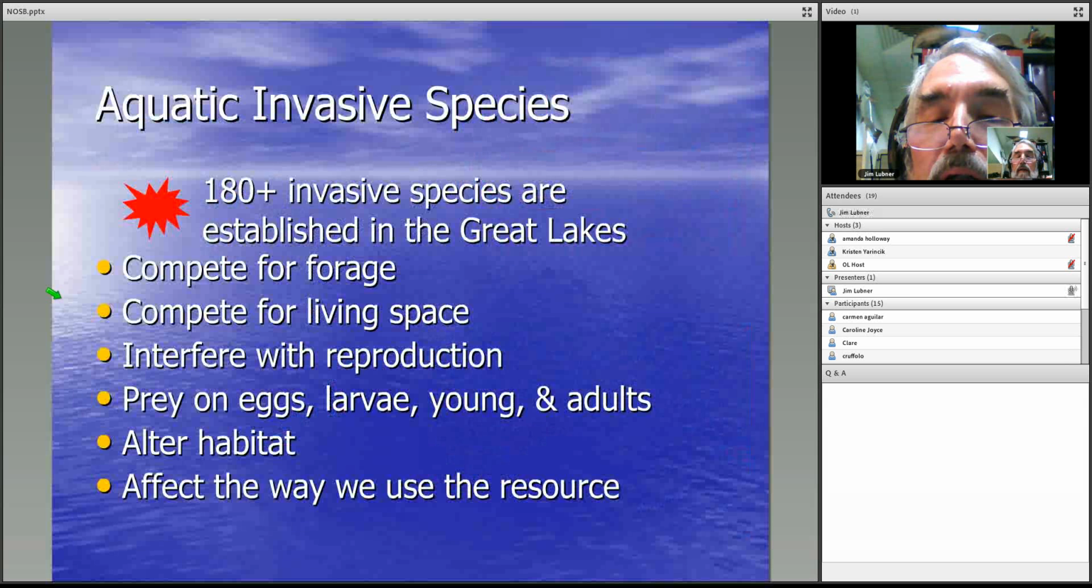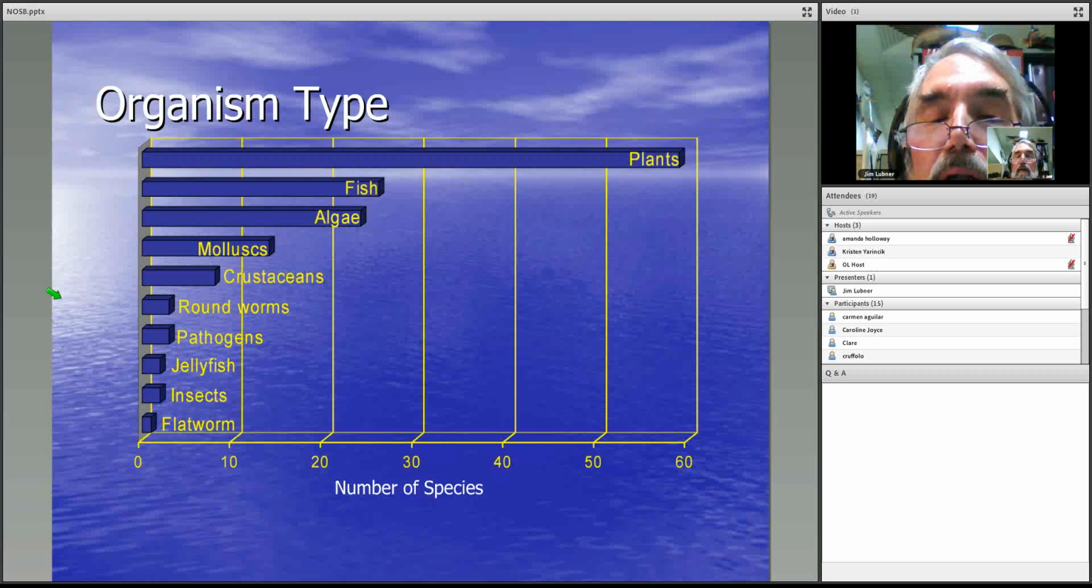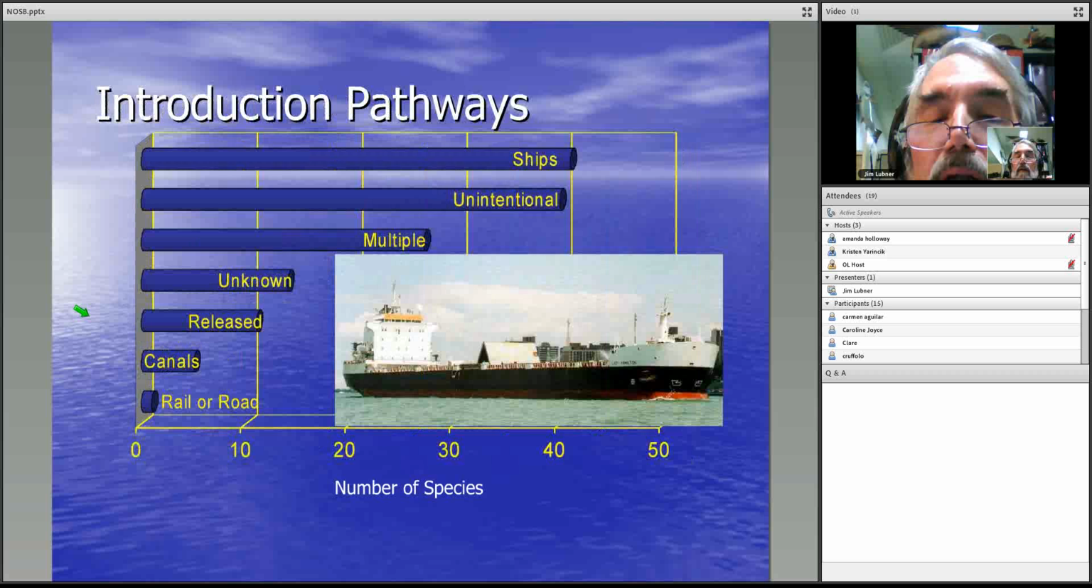We've got 180 invasive species that have established themselves. They compete with native species for all sorts of things. They prey on eggs, larvae, and young. They alter the habitat. And you can see that the largest type of these invasives is plants. Very quickly we get into fish, algae, mollusks, and I guess, well, we have some pathogens on here, viruses and things like that. How do they get in here?